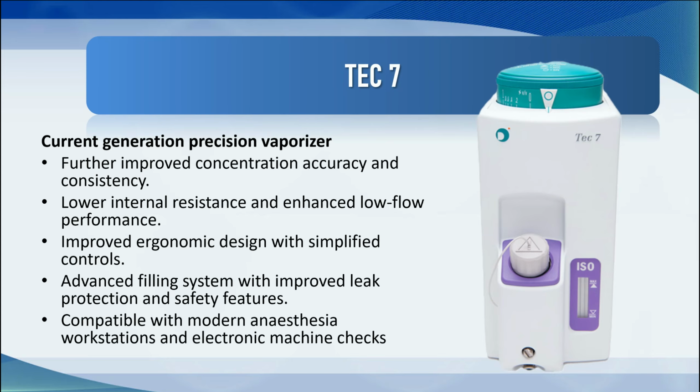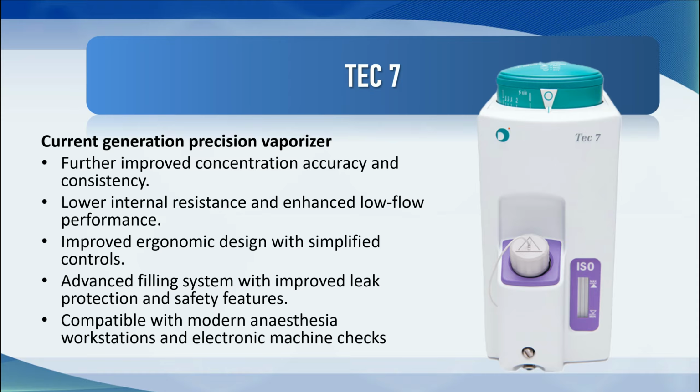The current TEC model is the TEC 7. And again, this is pure evolution. There's higher precision, lower resistance, and improved integration with modern workstations. So these are the modern plenum style vaporizers that most of you are familiar with. And again, since the 1990s, new generations are mostly small incremental improvements rather than dramatic updates.